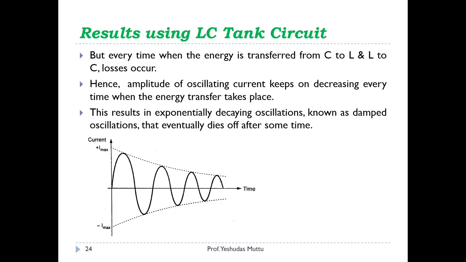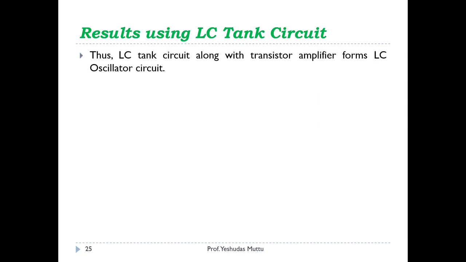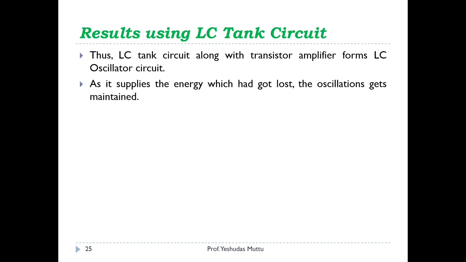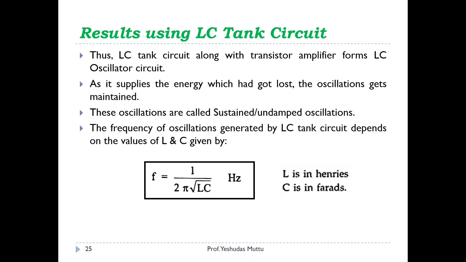It requires some additional circuit, and that additional circuit is known as the amplifier. The transistor will supply the loss of energy at proper times. So the transistor is the one who is going to supply the energy at the proper times, and it will result in sustained oscillations. The frequency of oscillation of the LC tank circuit is given as f = 1 / (2π√(LC)). This is the final equation for this.